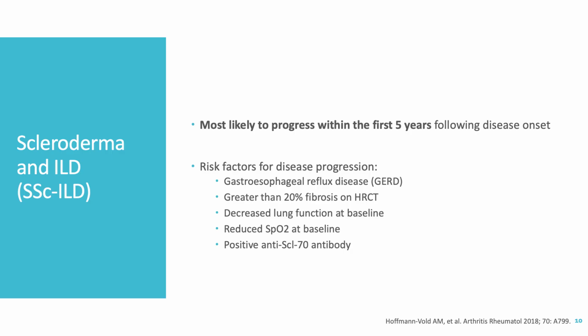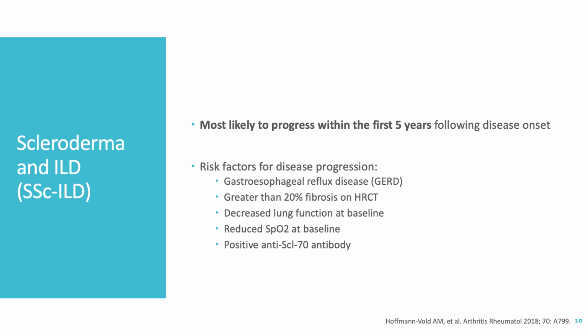We mentioned this, you're most likely to progress within those first 5 years following disease onset. And there are a separate set of risk factors that help understand who might have progression of their lung disease. Patients with poorly controlled acid reflux that might have small amounts of acid from the stomach getting into the lungs are more likely to have progression. Patients that have substantial scar tissue on their first high-resolution CT are more likely to progress over time.